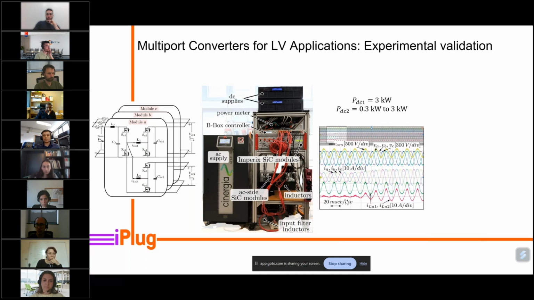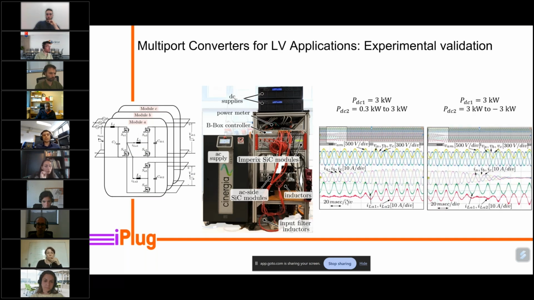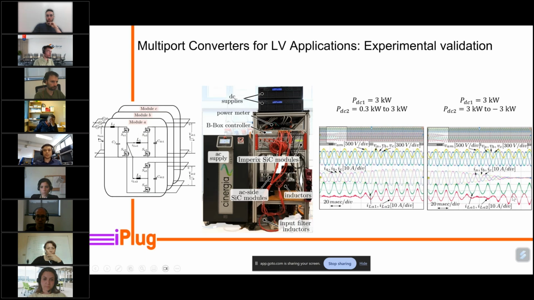I'm just showing some results at transient when one of the DC ports has a power step from 10% to full power, and also when one of the DC ports moves from working as a load to fully working as a source, and now the DC ports are exchanging the power together without depending on the AC grid. So as you can see here, the AC grid current drops to 0, and now the DC ports are exchanging the power together.